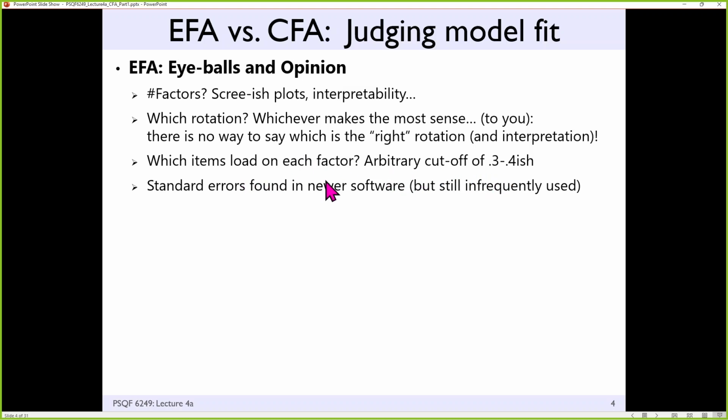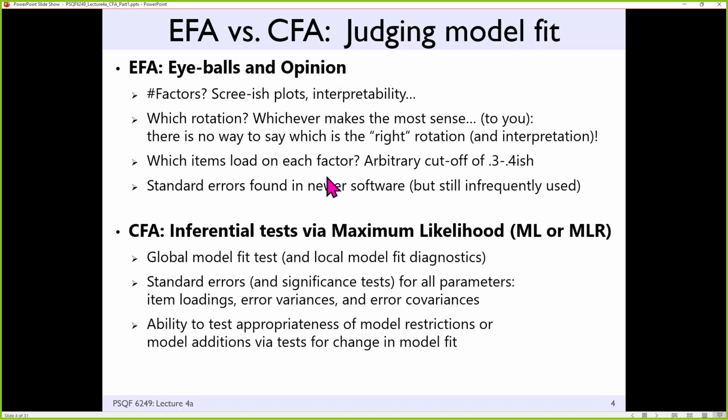In newer software, you can get standard errors, but that's, again, not frequent. In CFA, we'll have actual model fit inference. So we'll have 8,000 measures of model fit and diagnostics for it. We will have estimates, standard errors, and hypothesis tests for every single model parameter, including linear combinations thereof, and we can test changes to the model as to whether taking things away makes it worse and adding things makes it better. So we have control of all of that.